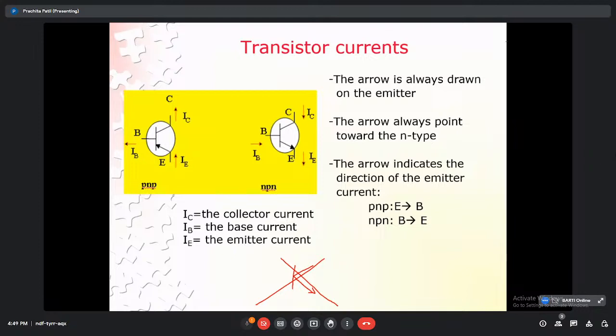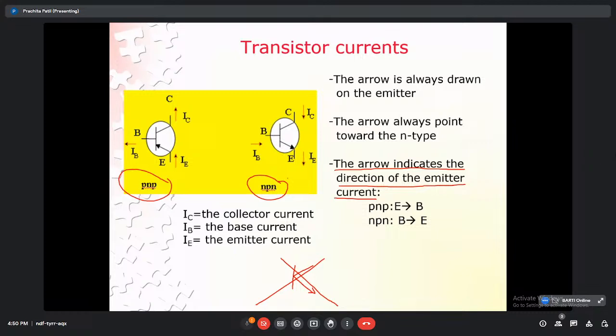The arrow is always drawn on the emitter, that everybody knows. The arrow always points towards the N type. If it is NPN, then the arrow is pointed outwards. So this is the NPN transistor. As we know, the arrow is pointed out from the base. And if it is PNP, then the arrow is pointed towards the base. So in that way, you must remember these two. The arrow indicates the direction of emitter current, the direction of current flowing through the emitter. And that is the indication of the arrow.